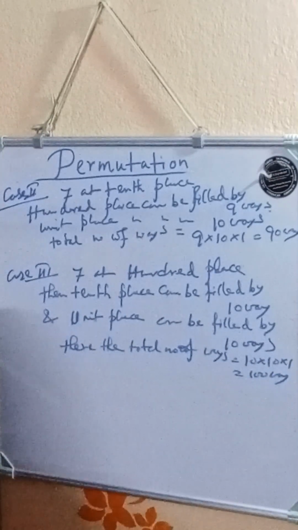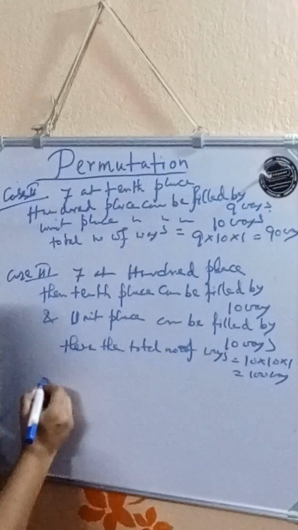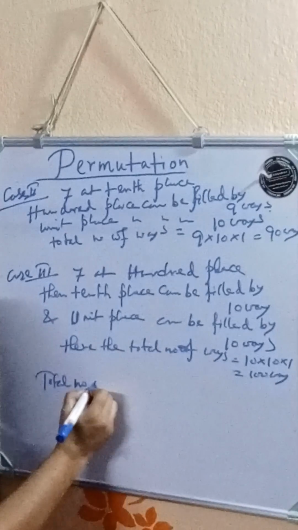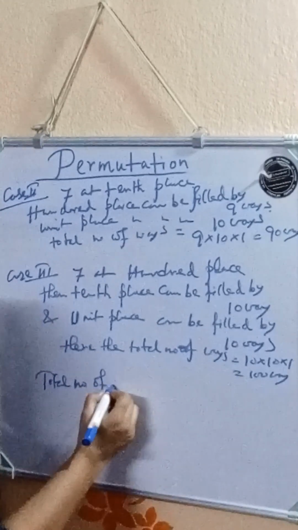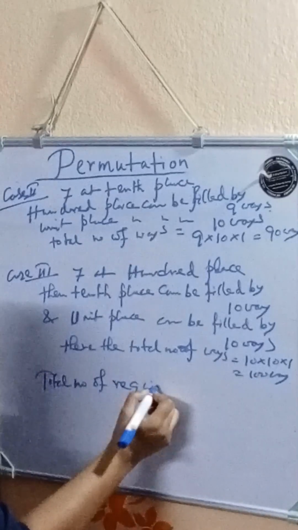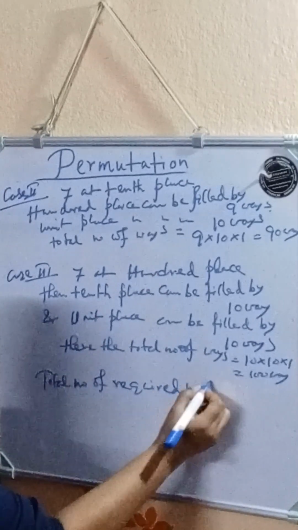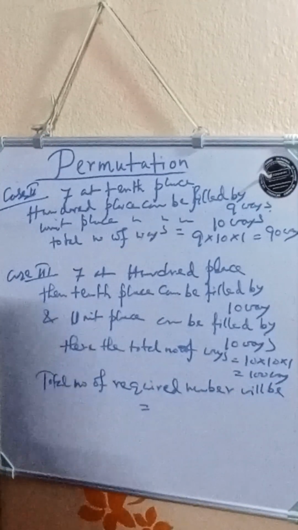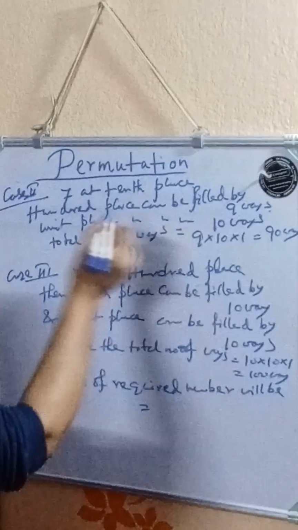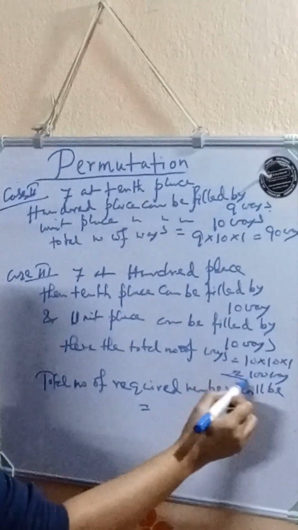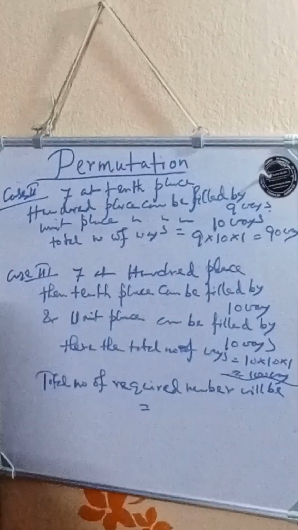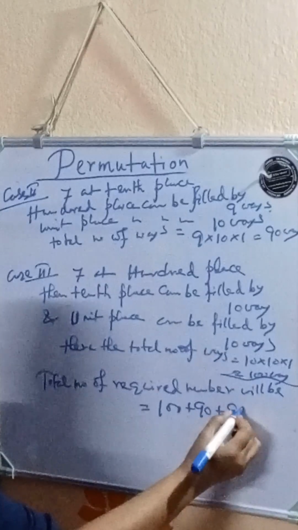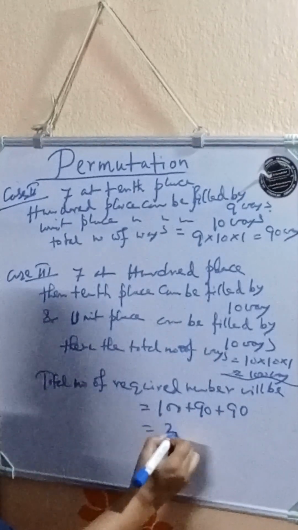Now the total required number will be: from case 1 we get 90 ways, from case 2 we get 90 ways, and from case 3 we get 100 ways. Therefore, the total number will be 100 plus 90 plus 90 equals 280.